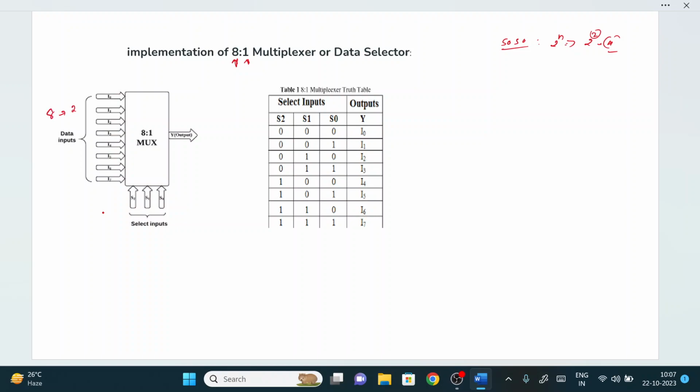So how many selection lines are required? 8 inputs, we can write in terms of 2 power n. It means 2 power 3, where 3 represents the number of selection lines. So it means that we require S0, S1, S2 as the 3 selection lines. Once it is done, next what do we have to do?